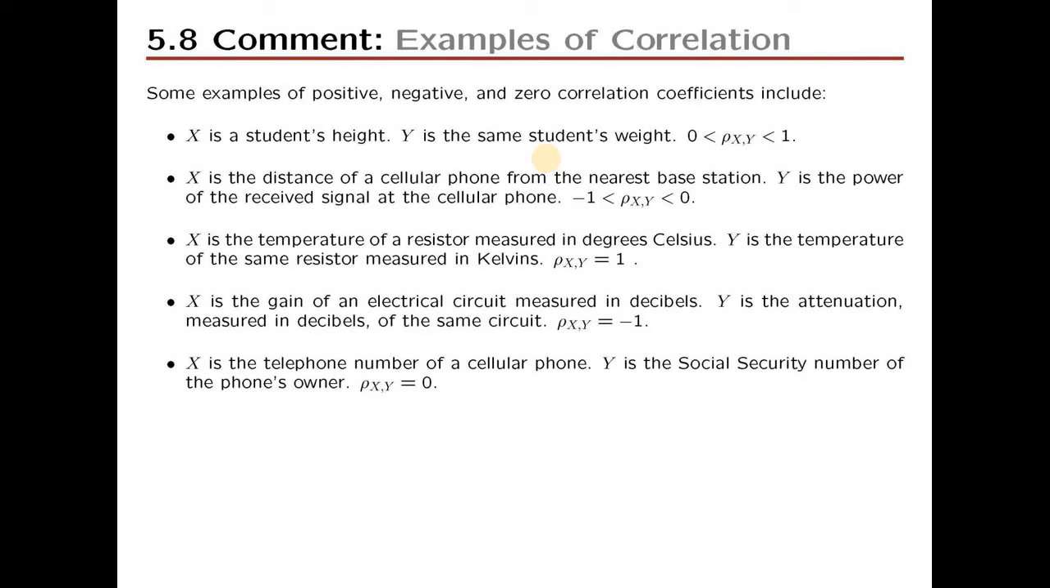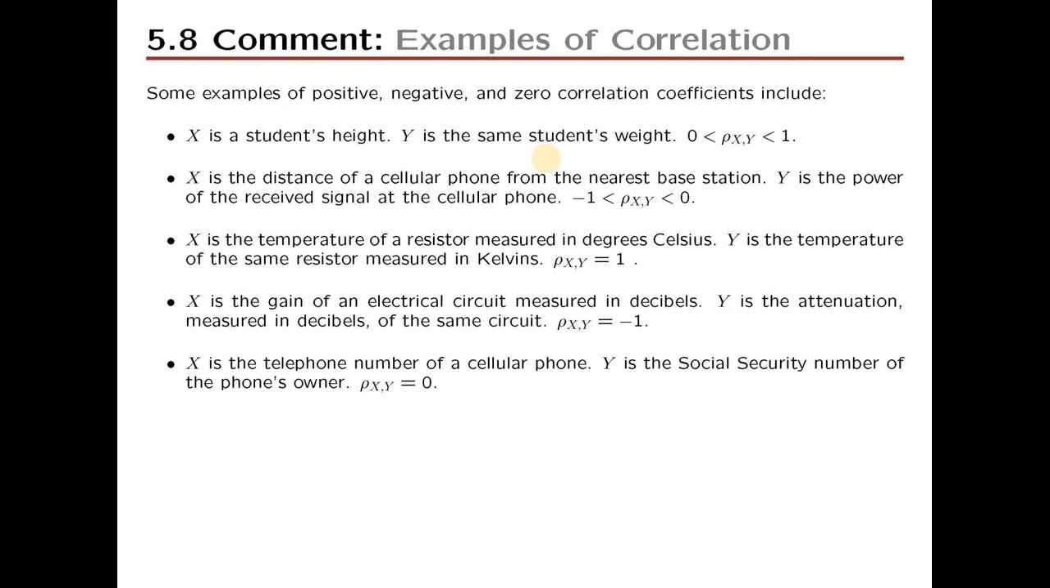So these are some common examples to understand the correlation coefficient, and it's a very important analysis tool that we use for analyzing random variables in different applications of engineering. For example, if x is a student's height and y is the student's weight, we can have a relation between 0 and 1, because as height increases, weight also increases.